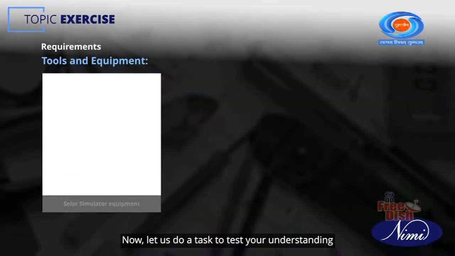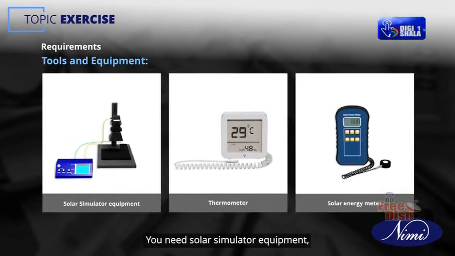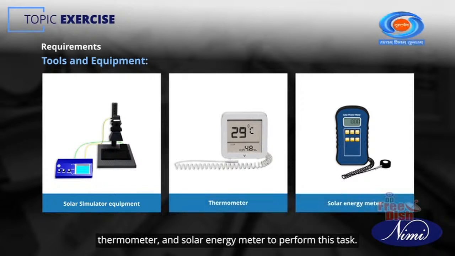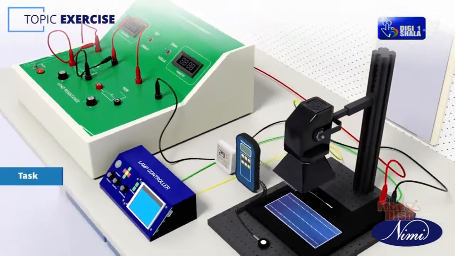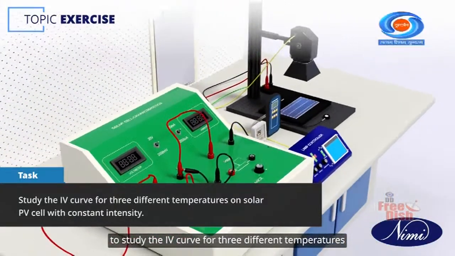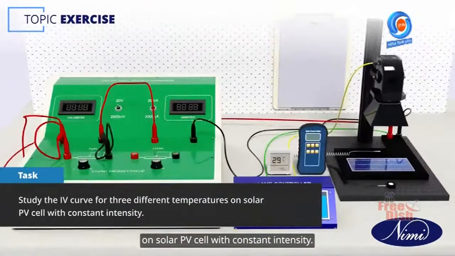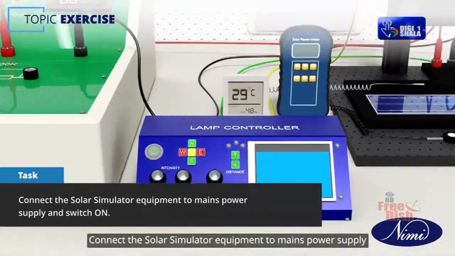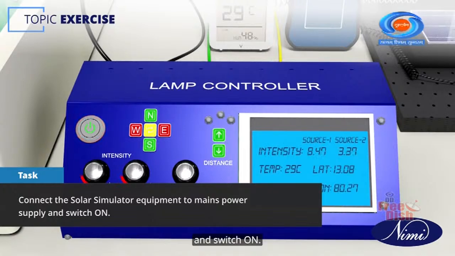Now, let us do a task to test your understanding on the concepts learned. You need solar simulator equipment, thermometer, and solar energy meter to perform this task. Your task is to study the IV curve for 3 different temperatures on solar PV cell with constant intensity. Connect the solar simulator equipment to mains power supply and switch on.